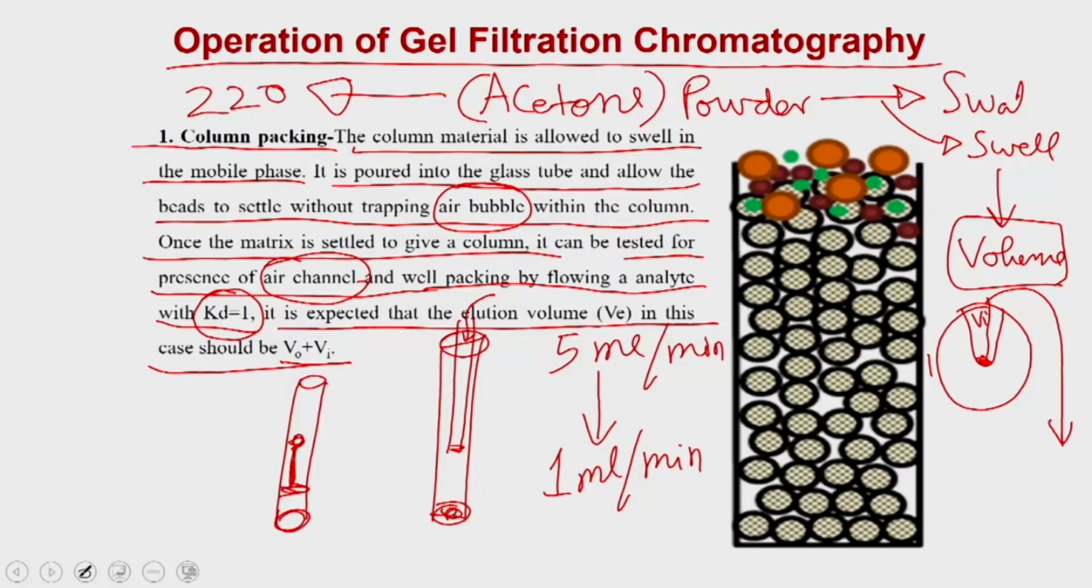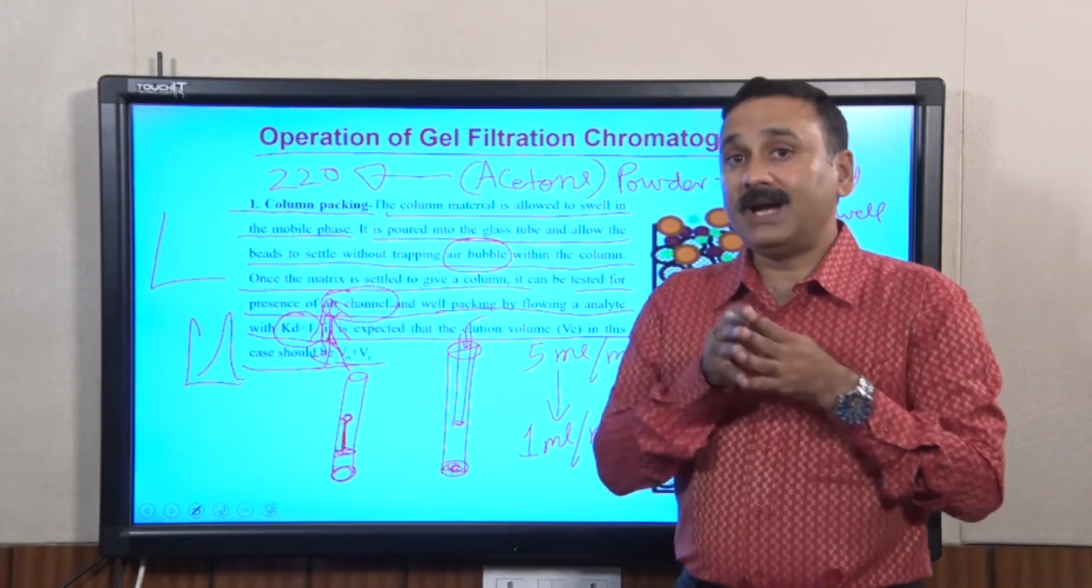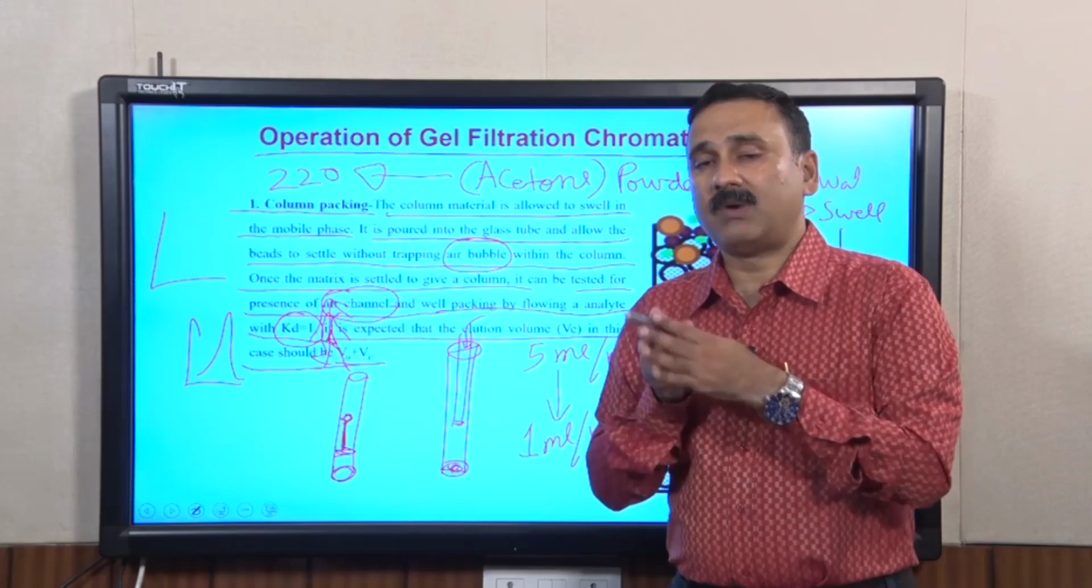So, what you do is you layer the acetone. Acetone will fill the bottom of the pore, and then it will travel all the way. Once the acetone comes, it will give you a peak at 220. By knowing the peak, you can calculate the elution volume, and if the elution volume is equivalent to Vi plus Vo, you will know that the column does not have any channels or air bubbles.